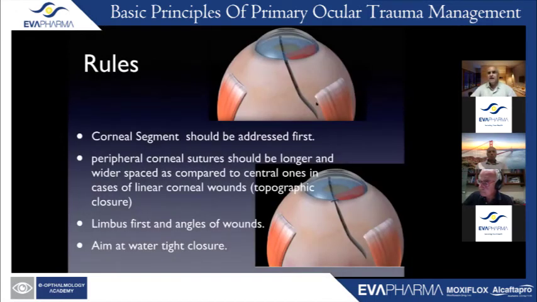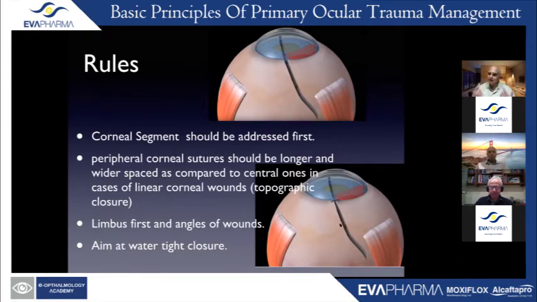The rules, if we have a corneal penetration involving the limbus extending to the sclera, always try to restore the anatomy. The best thing is to close the limbus first, and the limbus should be the first suture in such type of surgery, of trauma. And then you deal with the corneal rupture, and then you look for the scleral rupture. This is usually the logical sequence.